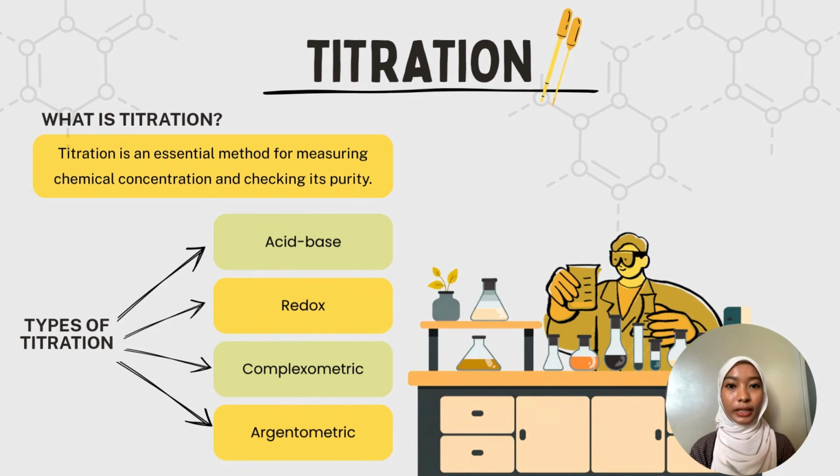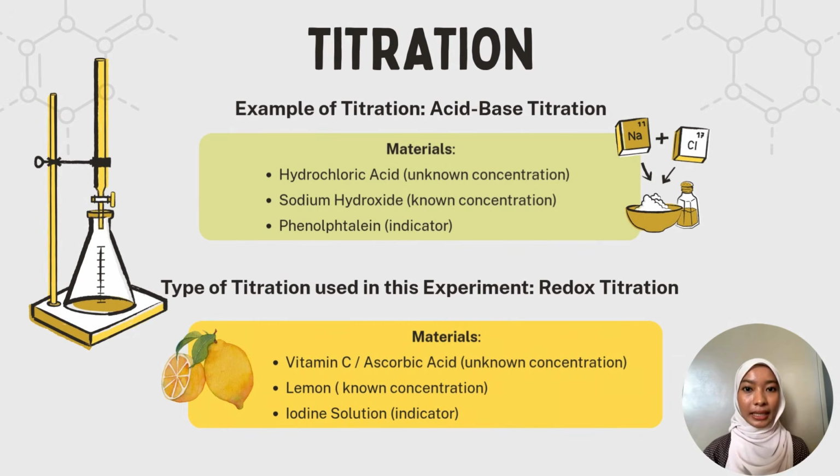Now, I will present about titration. What is titration? Titration is an essential method for measuring chemical concentration and checking its purity. There are 5 types of titration. First, acid-base. Second, redox. Third, complexometric. And lastly, argentometric. As seen, we give an example of acid-base titration.